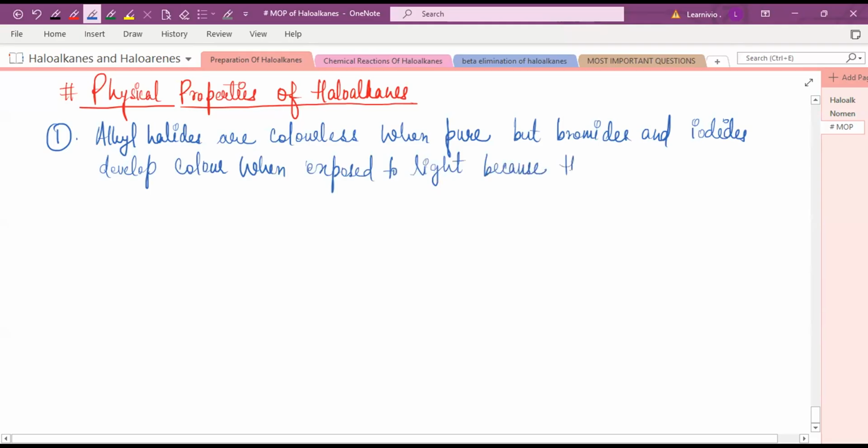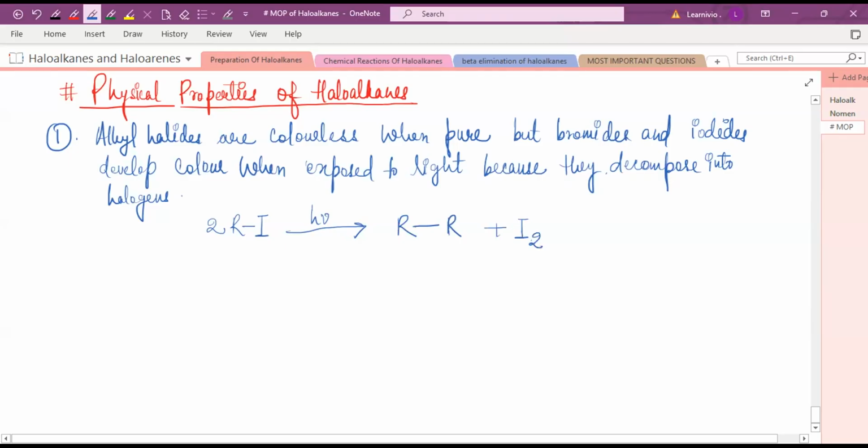Because when they are exposed to light, they just decompose into the corresponding halogens. For example, if it is 2 moles of RI, alkyl iodide, when exposed to light it decomposes into R and I, the corresponding halogens. So that's why they develop color.